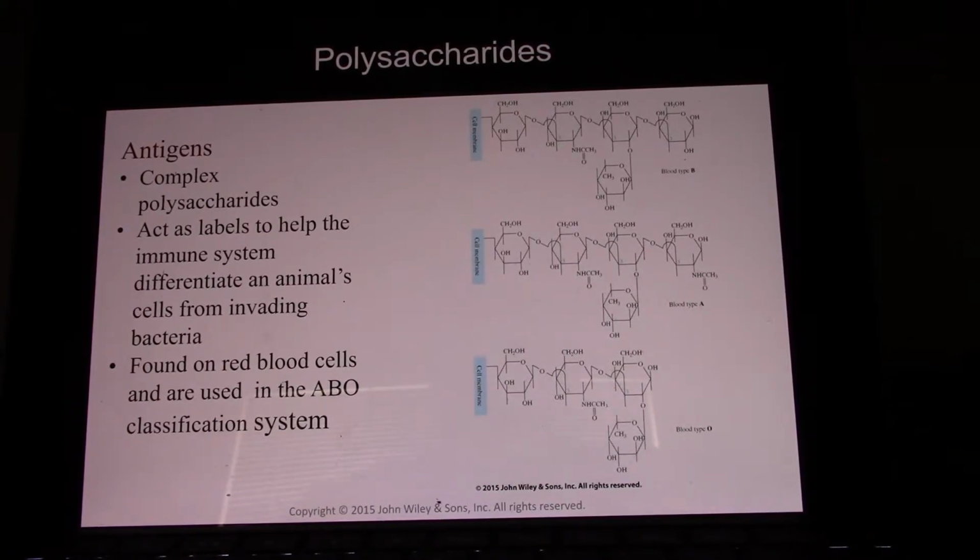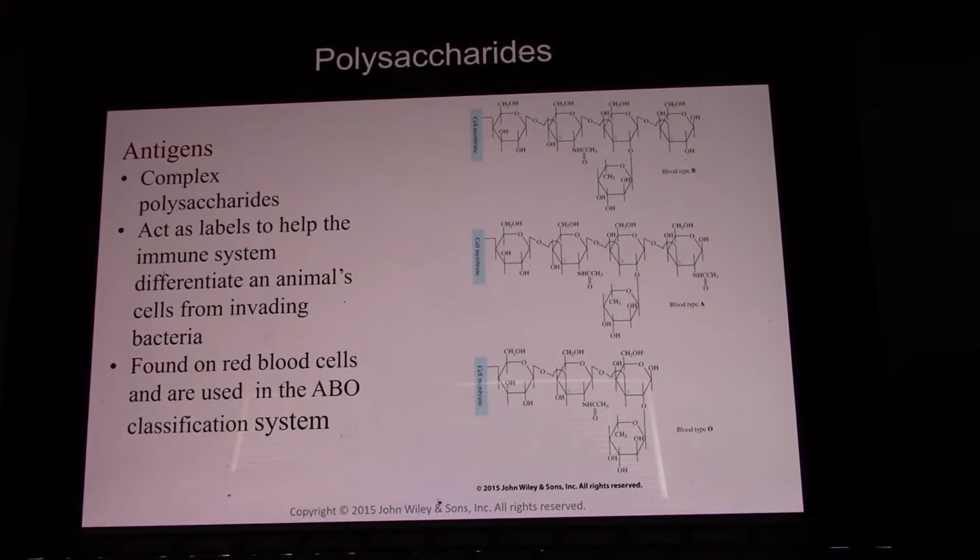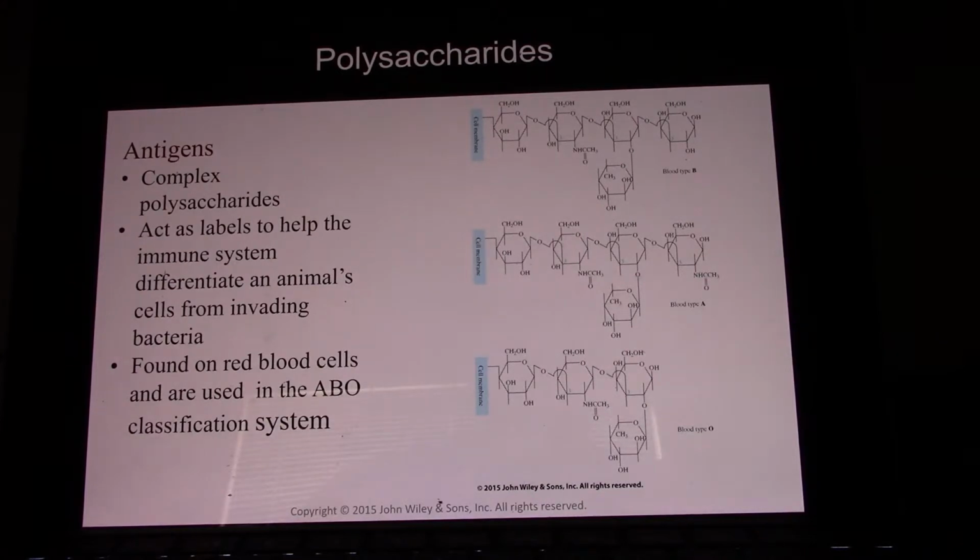Antigens are complex polysaccharides, and they act as a label to help the immune system differentiate animal cells from an invading bacteria. And so all of your cells have a sugar code, and you have a specific code that tells your body the cell is yours, just like you have an ID that says you are you. And so your immune system is always scanning your body, and if it finds a cell that doesn't have your sugar code, it has a different sugar code, it thinks it's an invading cell, and it will attack it.